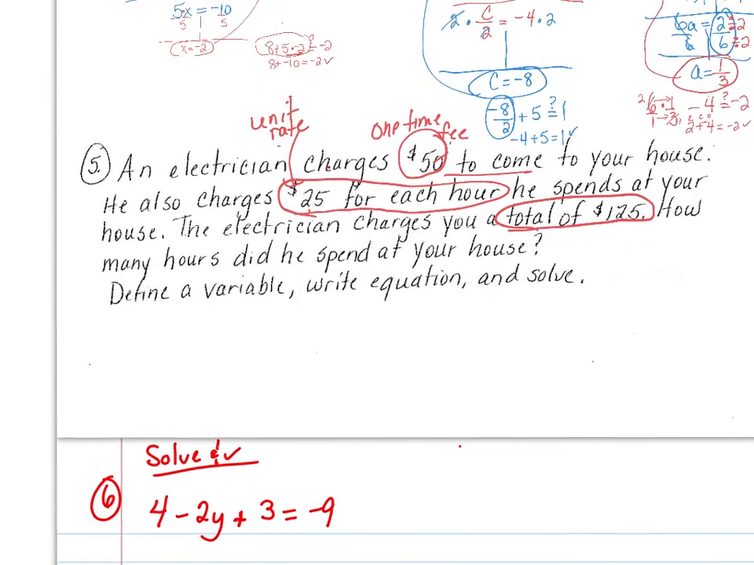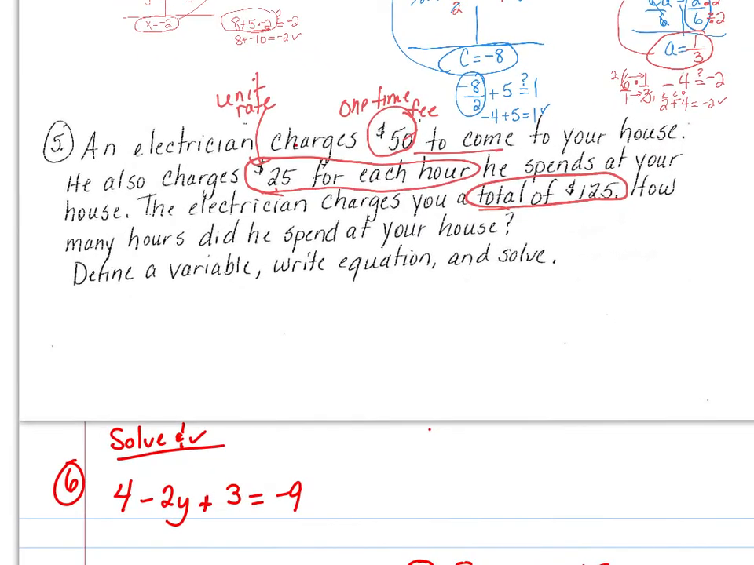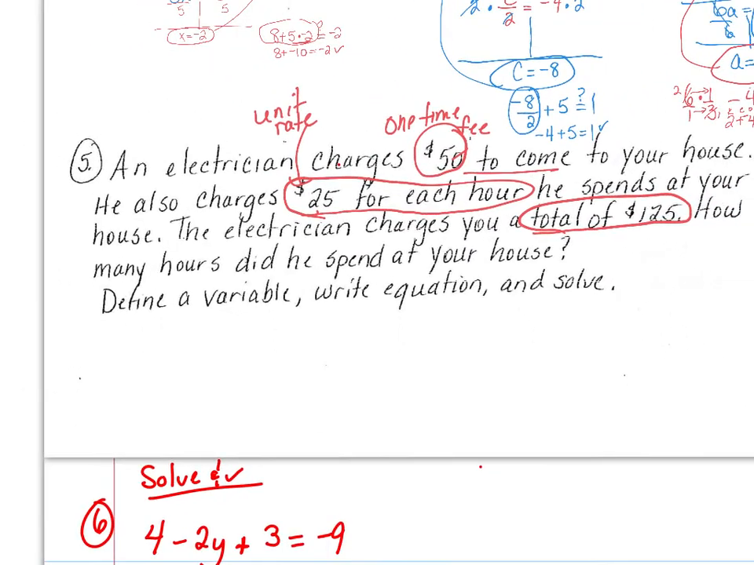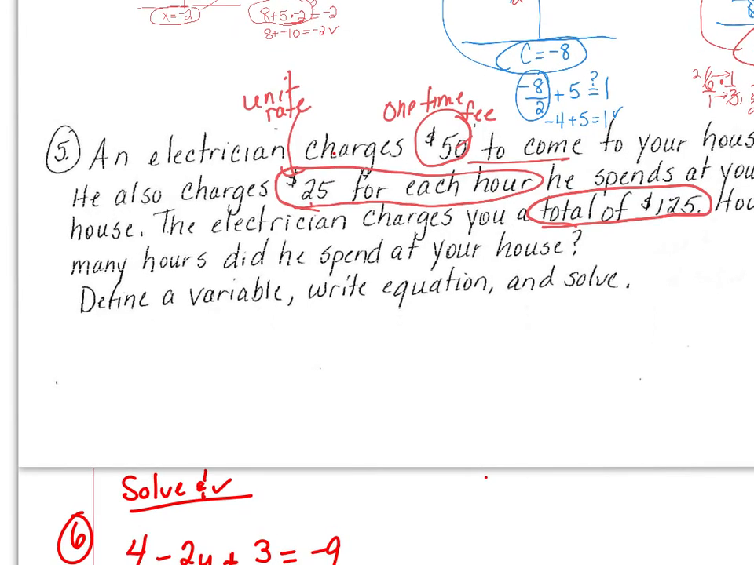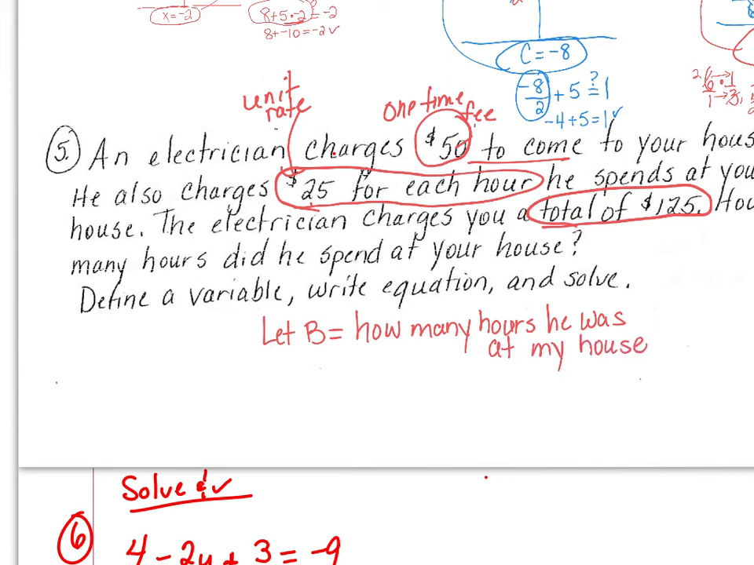What is unknown in this problem? What are we trying to find? Gabby? Give me a letter. Gabby? B? Let B equal how many hours he was at my house. Do you have to do this? Yes, you do.